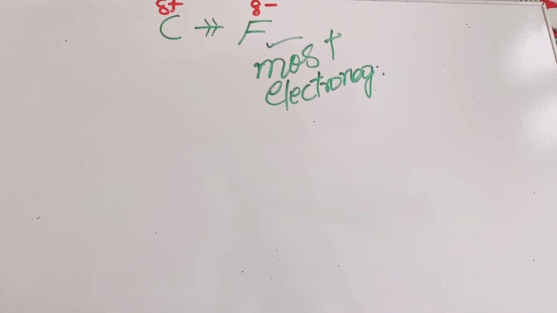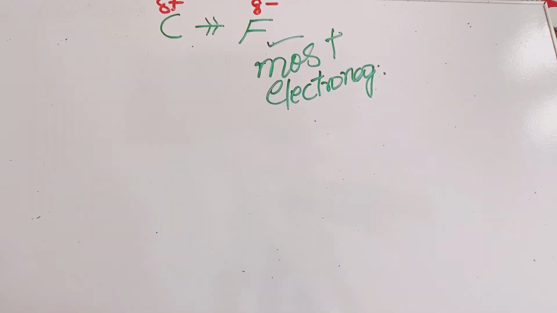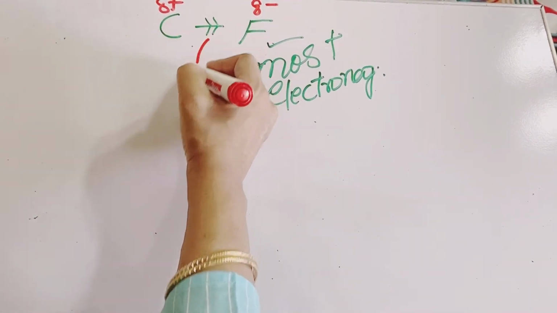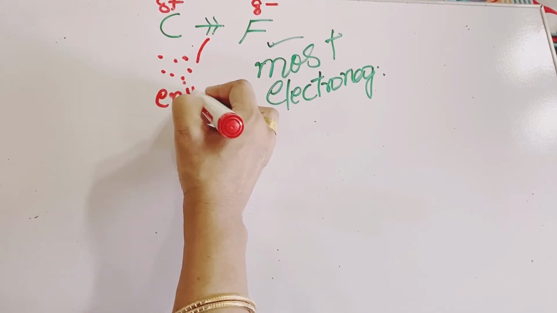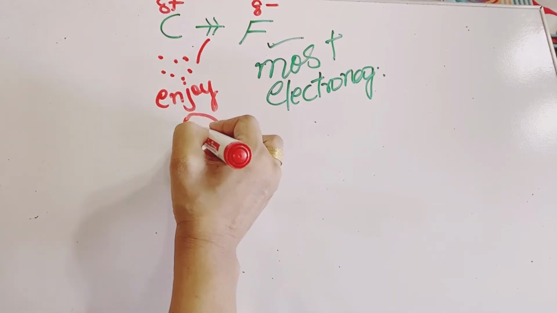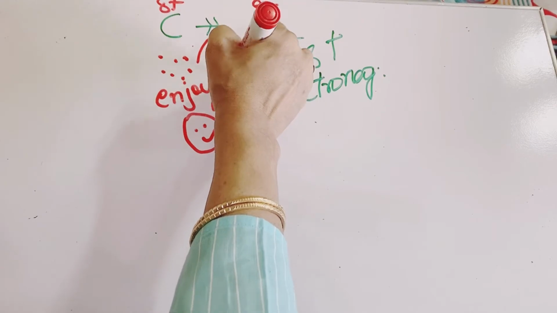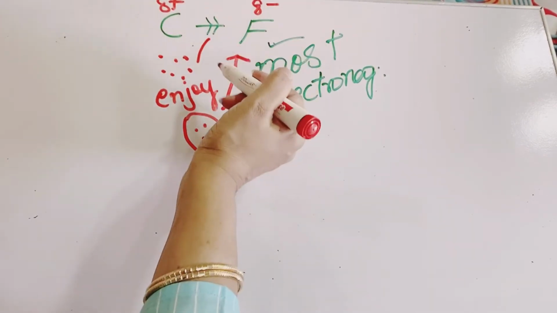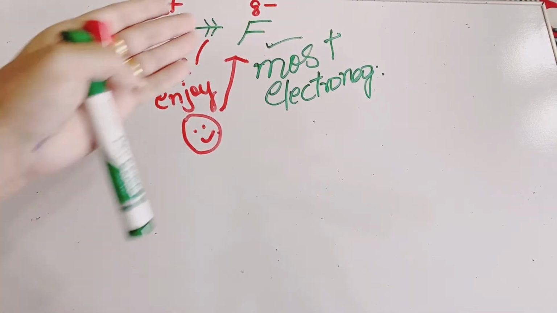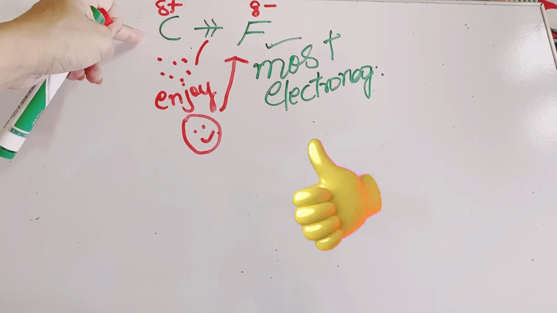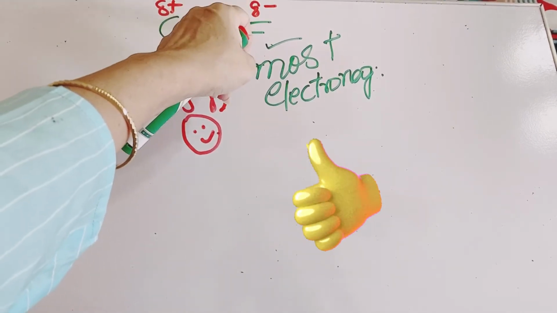Or one can say that the electrons enjoy staying on one side of the bond. They are happy staying where? At one side of the bond, that is towards the fluorine atom, right? So they are happy over there. They are being pulled away by a more powerful atom. This is the less powerful atom, right? So this is more electronegative.